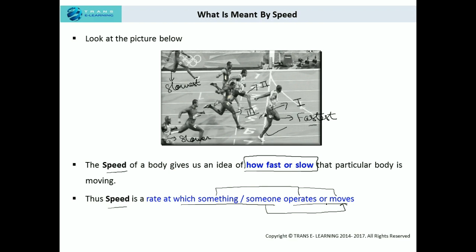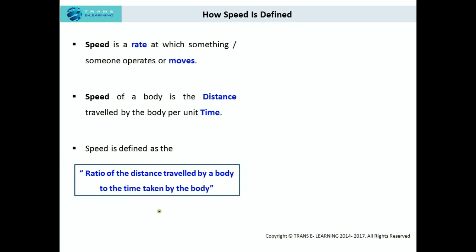Let us define speed, how speed is defined. As you can see here, I've written three different definitions of speed. So let us study them one by one. Why I've written all these three different definitions and what is meant by these definitions. The first one: speed is the rate at which something or someone operates or moves.